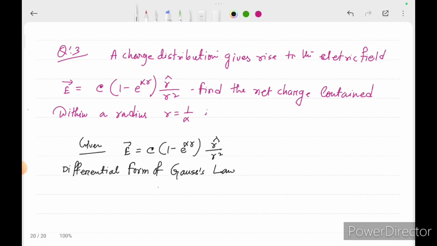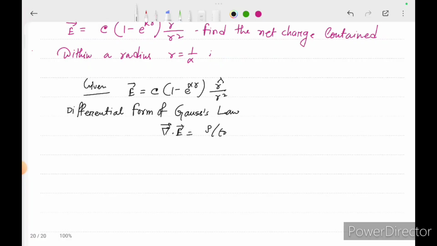Gauss's law is nothing but divergence of E equals rho upon epsilon. Here again, you see the electric field is given in the spherical polar coordinate system, but only the radial component. But keep in mind, when the electric field is given like that, E vector equals f of r into r cap upon r square, in that manner.